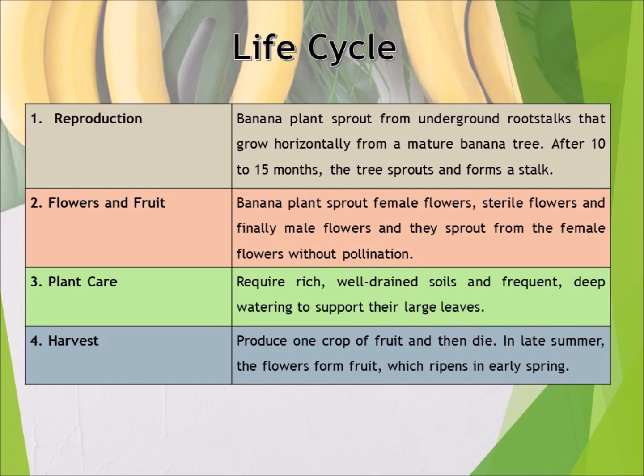Third is plant care, where bananas require rich, well-drained soil and frequent deep watering to support their large leaves. And last, for the harvesting, bananas produce one crop of fruit and then die. In late summer, the flowers form fruit, which ripens in early spring.